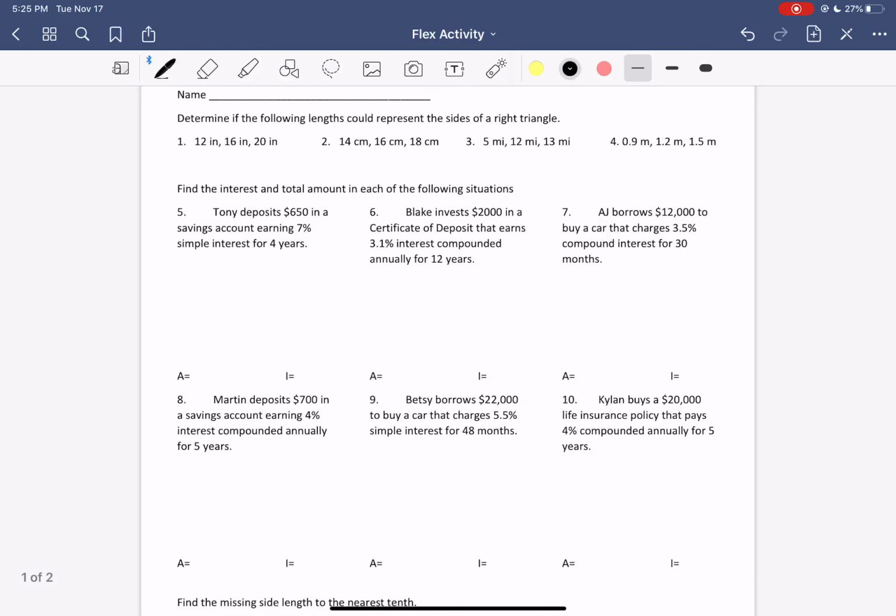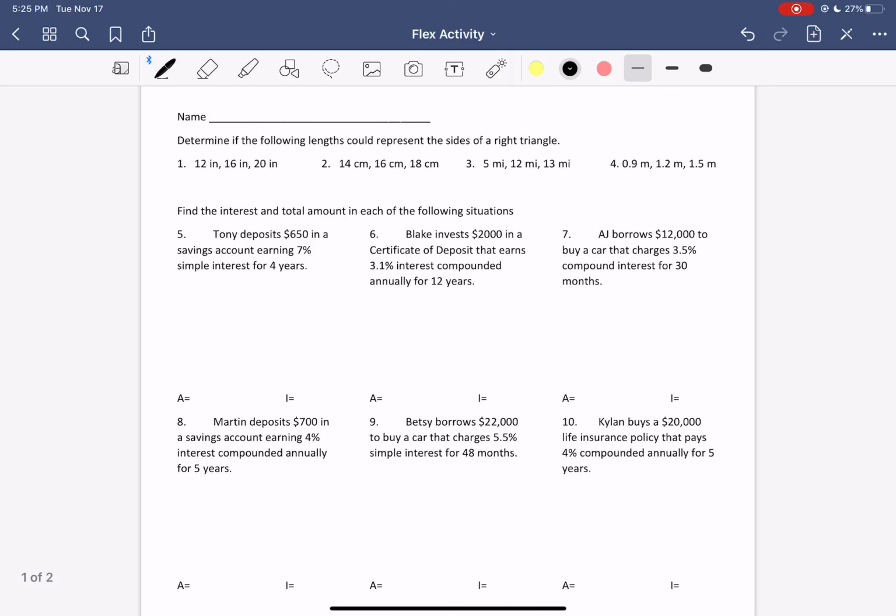All right, we're going to be looking at the review today, so on any of the questions that you need help with, we are going to be looking at them one by one. So our first section says to determine if the following lengths could represent the sides of a right triangle.